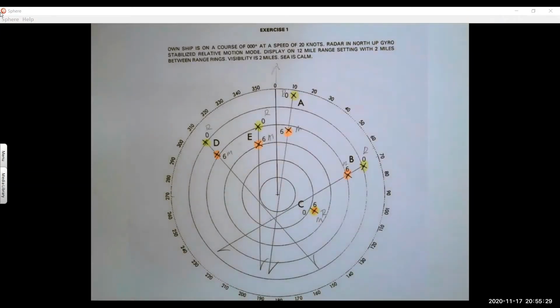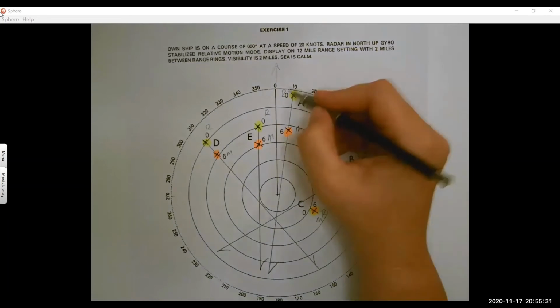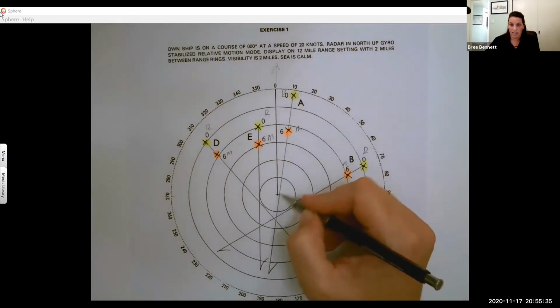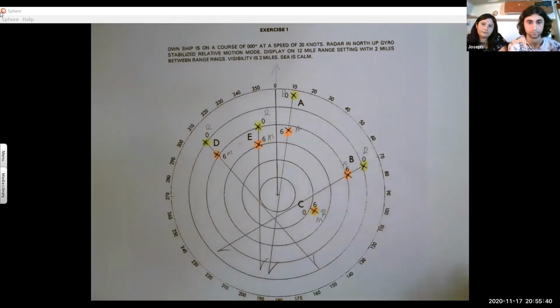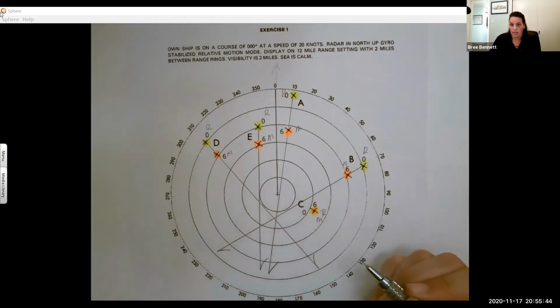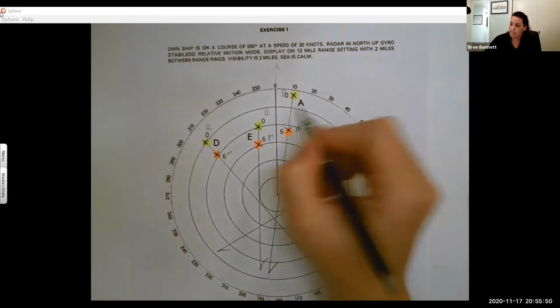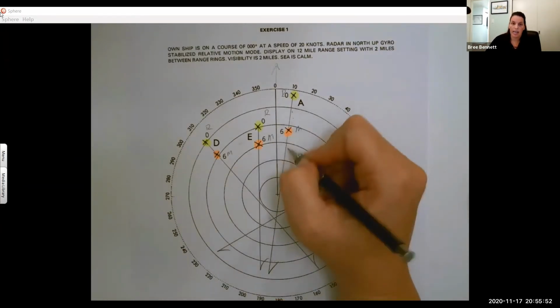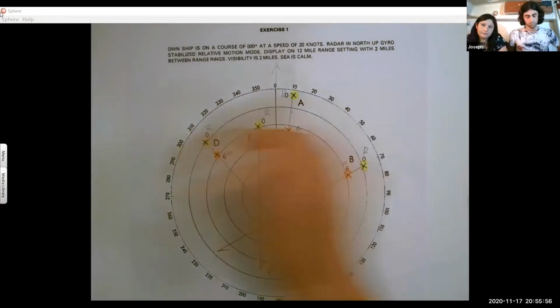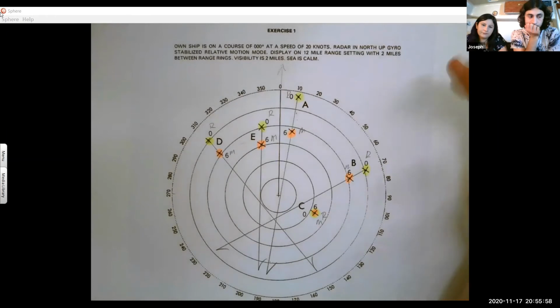So our relative motion line of A gives us a small CPA. I don't know what it is, I don't have a scale on here, but it gives us a small ETA. So this is just identifying which target we need to change for. This is the target that I can plot my first triangle for. I don't have a scale, so I can't actually plot that.